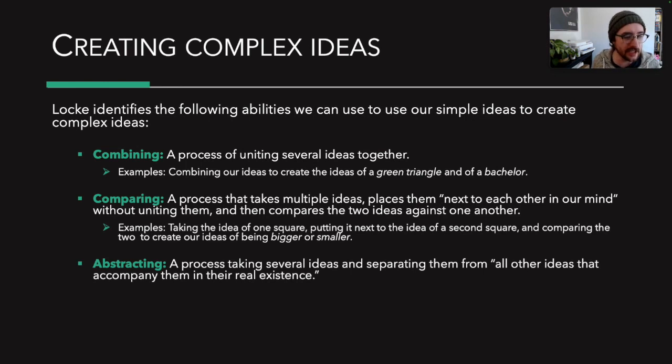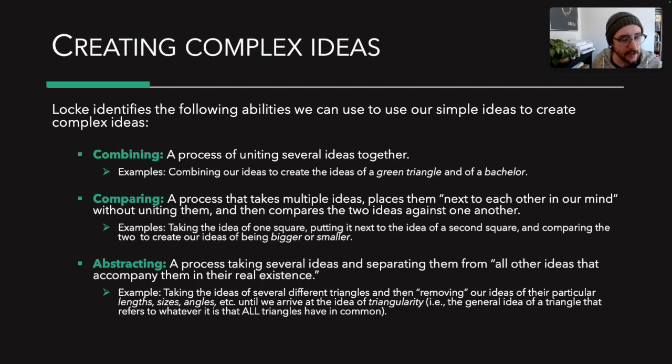He also thinks we have this process of abstraction. So what does that mean? Consider an example. I might take the idea of several different triangles, different sizes, different shapes, different angles, put them all before my mind next to each other, and then remove the particularities from each individual one. So take away the particular length, take away the particular size, take away the particular angle, until I arrive at an idea of what all these triangles have in common. Instead of thinking about what's specific to each triangle, thinking about what's common to all triangles. This would be the generic idea of triangularity, where it covers every triangle that I might encounter in my experience.